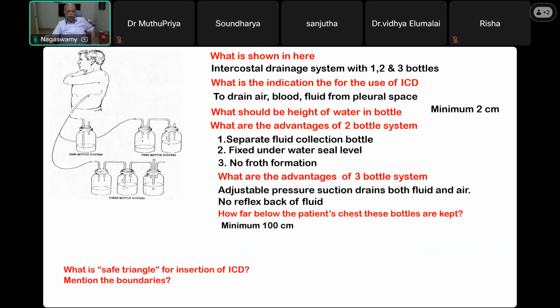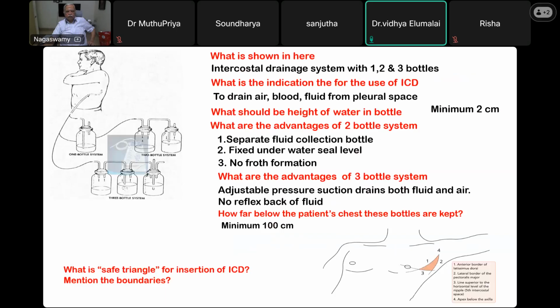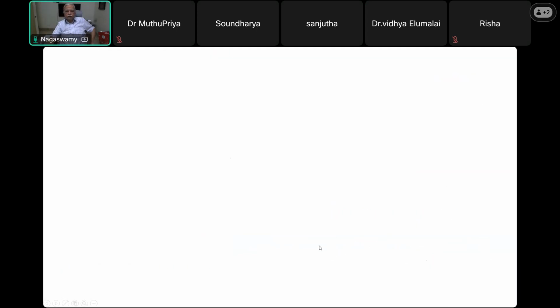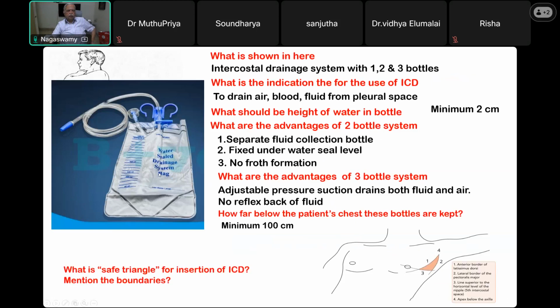What is the safe triangle for insertion of ICD? What are the boundaries? It is formed by the borders of latissimus dorsi and pectoralis major. The base is the line drawn from the anterior border of latissimus dorsi, the lateral border of pectoralis major, and the fourth intercostal space along the nipple and the apex of the axilla. Okay, all these things are there. And that picture is there. Nowadays, nobody uses the bottle. It goes with the disposable bags like this. So you have to fill water first up to the mark that is given, the water level, and then attach the bag to that.